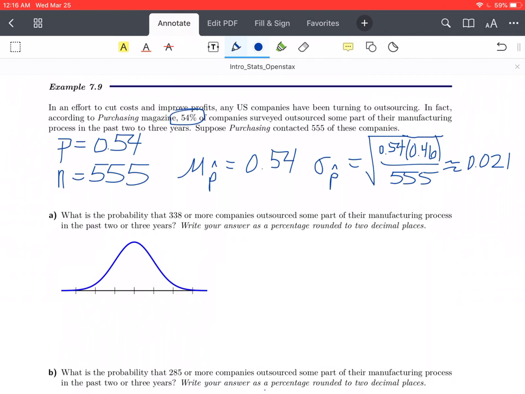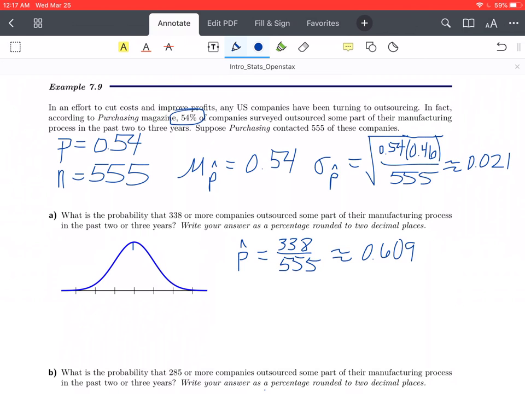So, what is the probability that 338 or more companies outsourced some part of their manufacturing process in the past 2 or 3 years? And we'll round to 2 decimal places and write our answer as a percentage. So, in this case, we have p hat, our sample proportion: the probability that 338 or more, so 338 out of the 555 that were sampled, that's going to be approximately 0.609, so a little more than 60%.